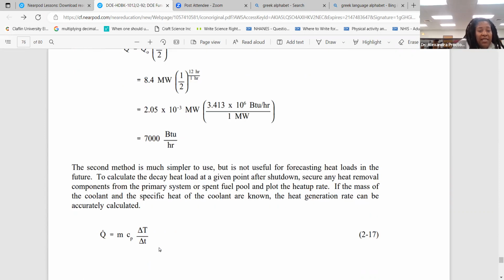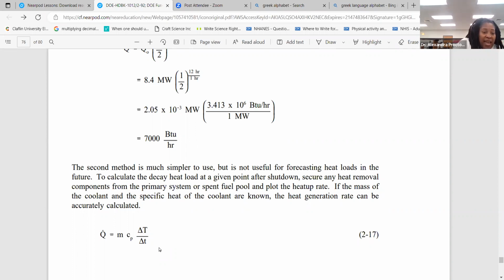To calculate decay heat load at a given point after shutdown, secure any heat removal components from the primary system or spent fuel and plot the heat up rate.